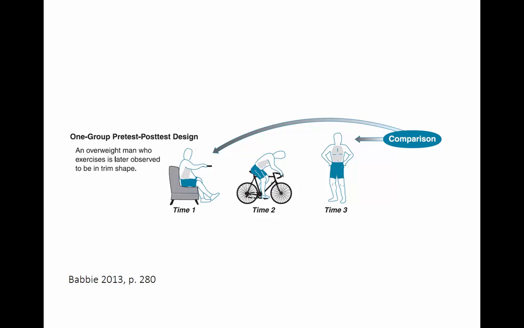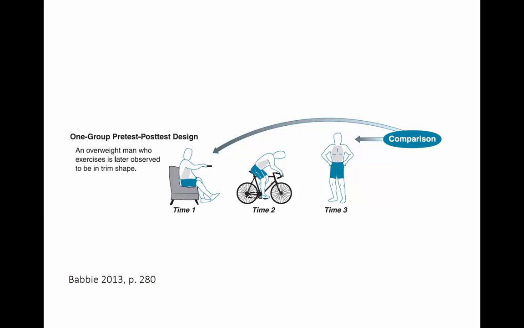So that's what we call a one-group pre-test, post-test design. One group is just the same individuals, and pre-test, post-test, because I measure whatever I'm interested in, in this case how fit an individual is, before, the pre-test at time 1, and I measure it after, the post-test at time 3. So it's a one-group pre-test, post-test design.